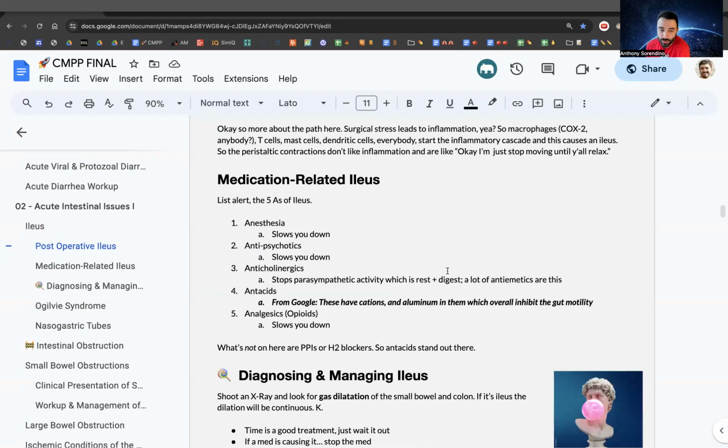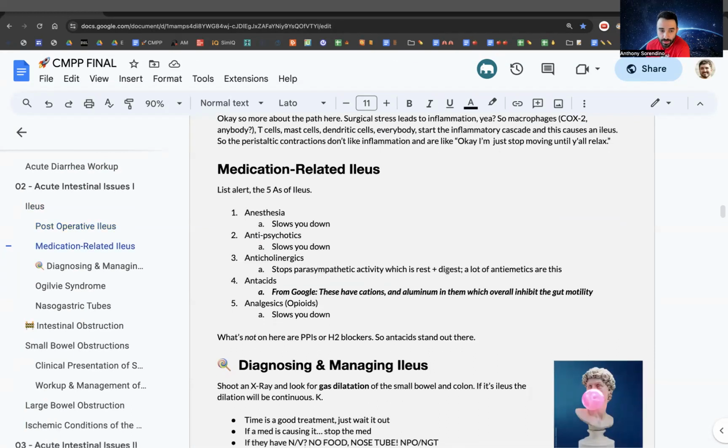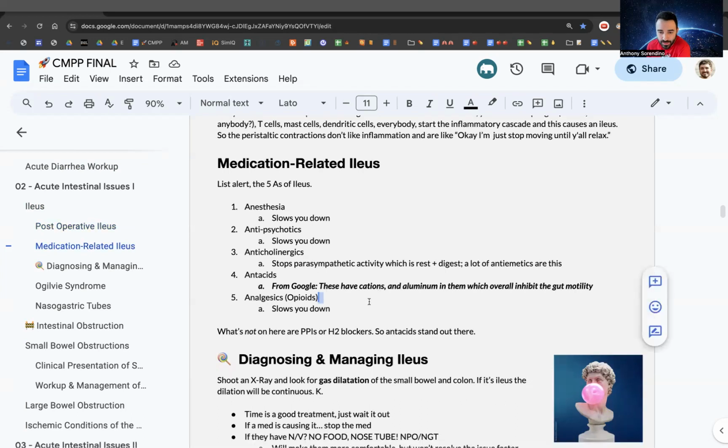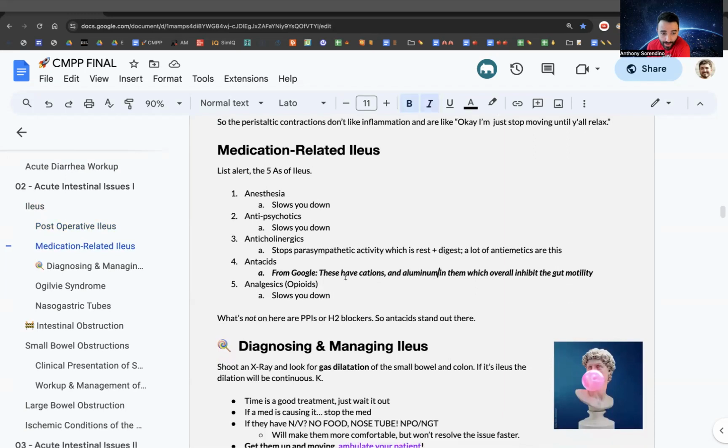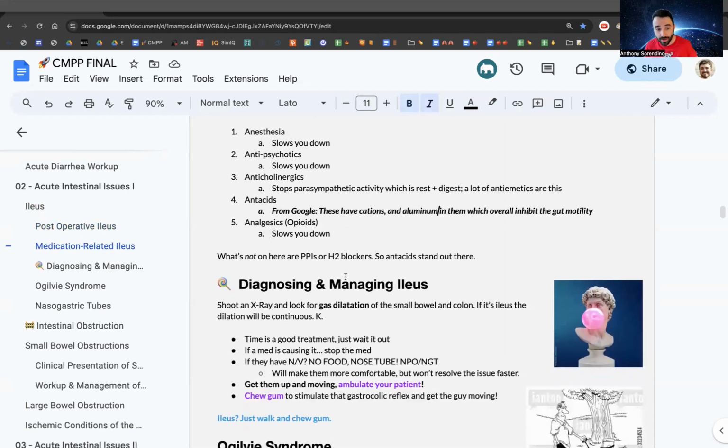Okay, the 5 A's. So this is 5 meds that cause ileus. So it's anesthesia. That slows you down, right? Antipsychotics, that also slows you down. Anticholinergics, stop parasympathetic activity. Parasympathetic is what moves your GI tract, okay? Antacids, I had to Google this. So they have cations and aluminum in them, which overall inhibit the gut motility. So out of scope, but I looked up why that's the cause. And then opioids is a big one. We'll see that for constipation as well. So again, it slows you down.